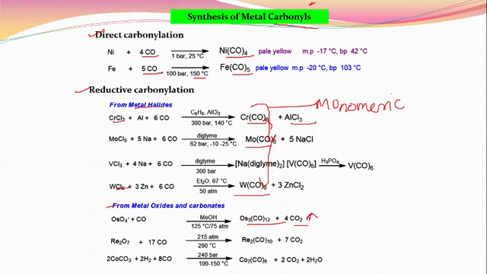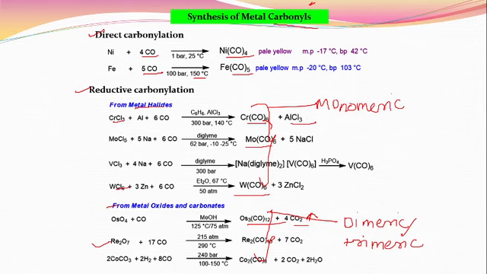Okay, that means from metal oxides and carbonate we get different types of metal carbonyls, and all these metal carbonyls are multimeric, dimeric or trimeric compounds. First, OsO4 reacted with CO gives Os3(CO)12. Then Re2O7, that is rhenium oxide, is reacted with 17 CO. By giving a temperature of 290 degrees Celsius and 215 atmospheric pressure, we get Re2(CO)10.